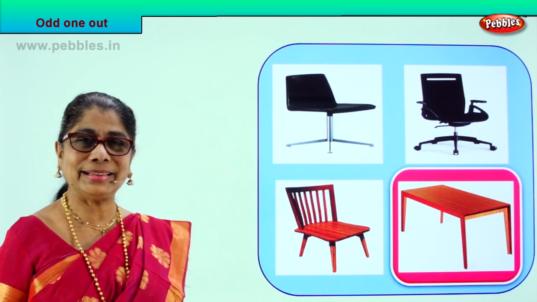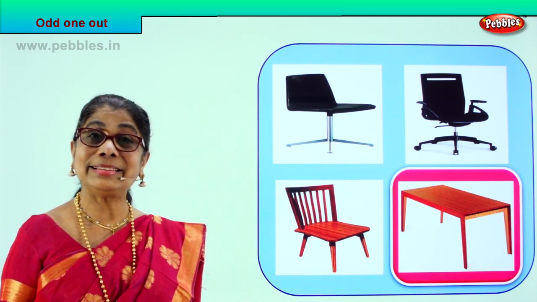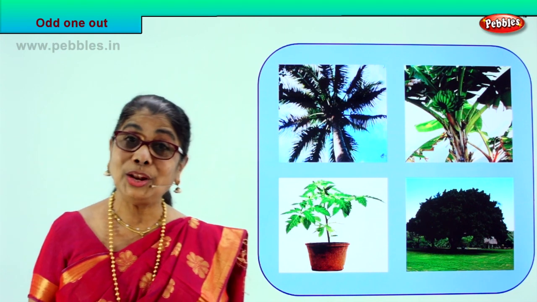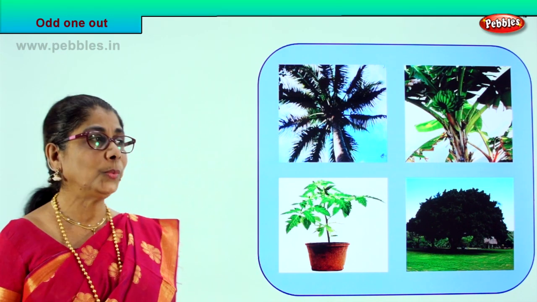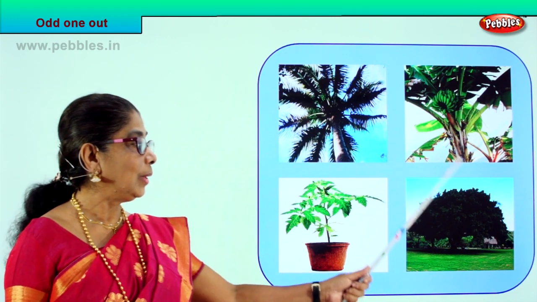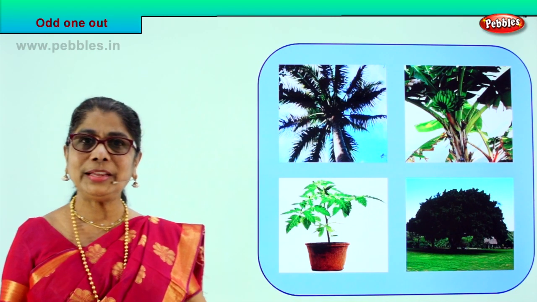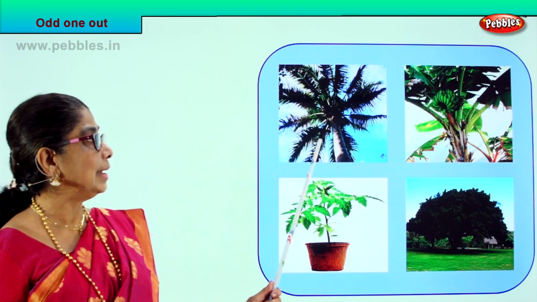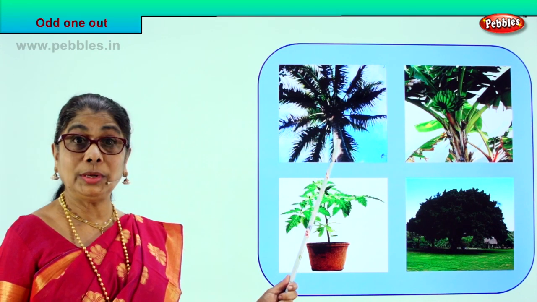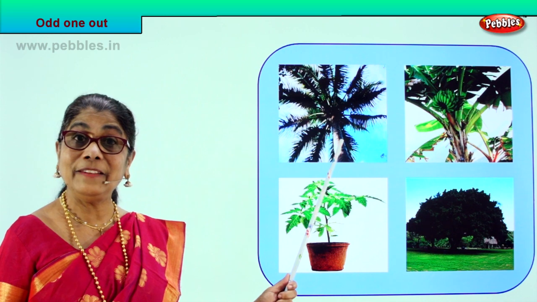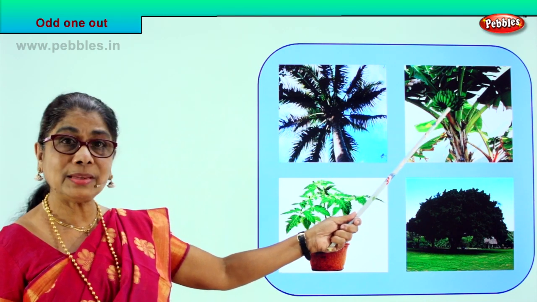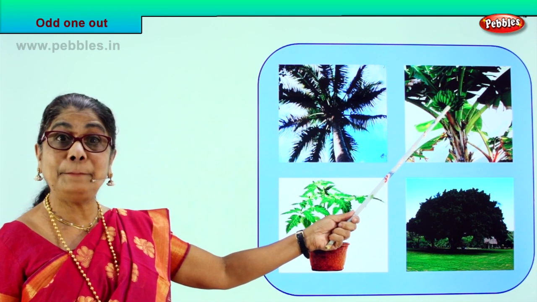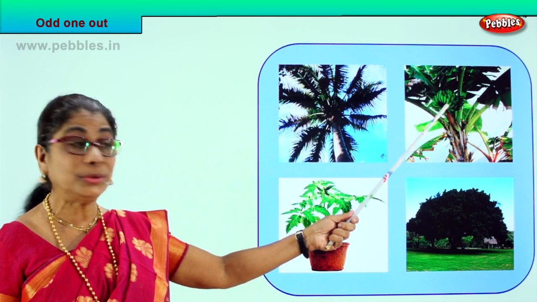Shall we look at another exercise, another picture? Look carefully and find the odd one out. Look what we have here. What are they? Lots of trees are here, isn't it? What is this now? Tall. It's a coconut tree. Very good. And what is this? Can you see something hanging here? It's a banana tree. Very good.